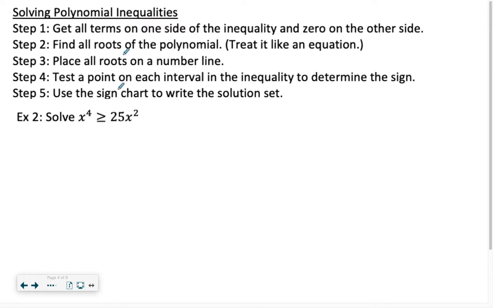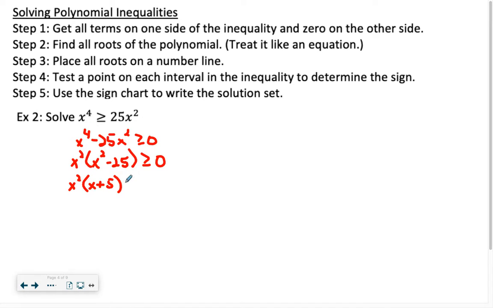So start by getting everything on one side and 0 on the other. I'm going to subtract the 25x squared over. So I'll have x to the fourth minus 25x squared is greater than or equal to 0. Then find all roots. In this case, I can start by taking out a GCF. I can take an x squared out of both of these terms, and I would be left with x squared minus 25. Then we have a difference of squares, so this would factor into x plus 5 and x minus 5.